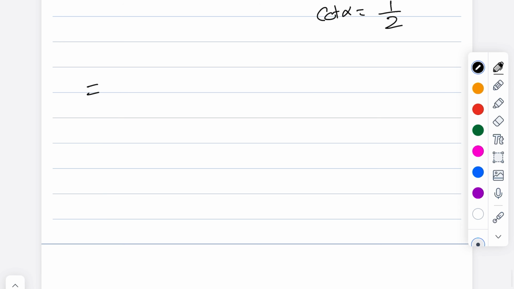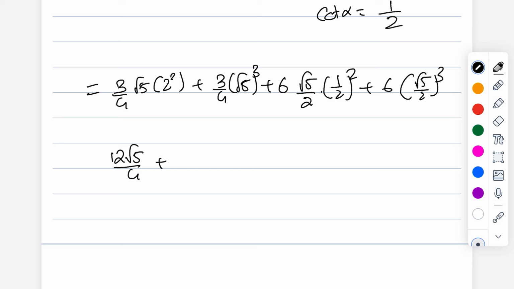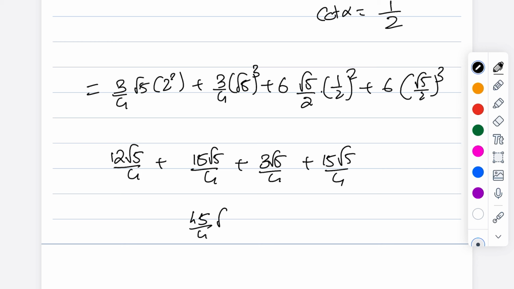Now plugging them in: 3/4 times √5 times 2² plus 3/4 times (√5)³ plus 6 times √5/2 times (1/2)² plus 6 times (√5/2)³. That gives 12√5/4, 15√5/4, 3√5/4, 15√5/4, which is going to be 45/(4√5).